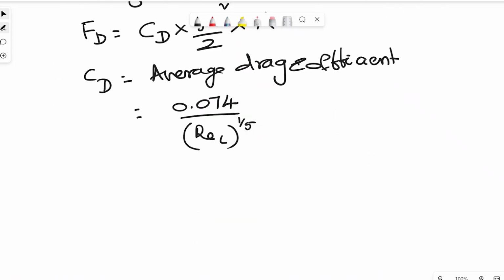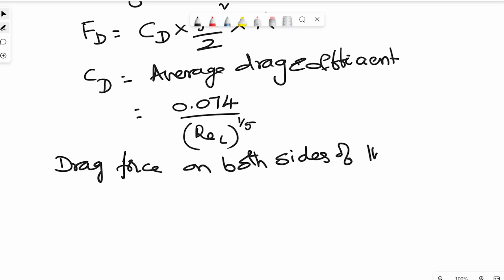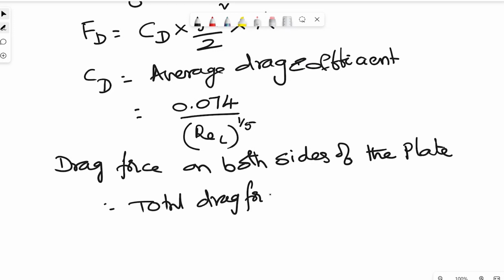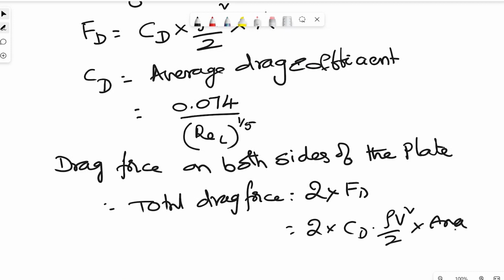Then if you want the drag force on both sides of the plate, naturally the total drag force is equal to 2 times FD. That is 2 times CD into rho V square by 2 into area. So this is the second thing.